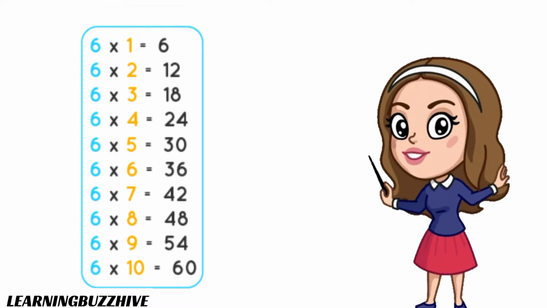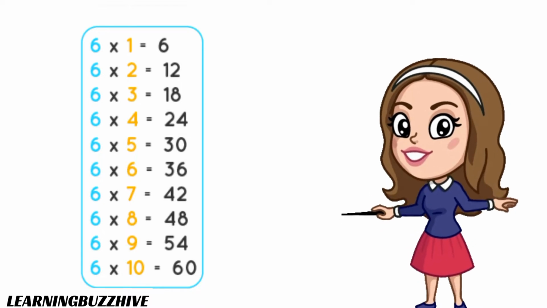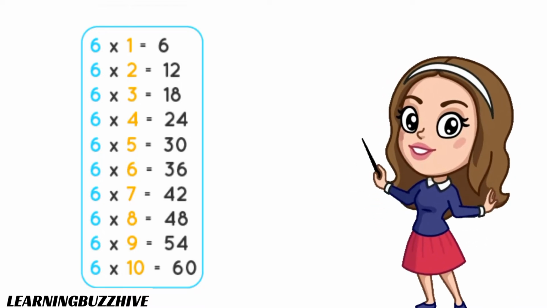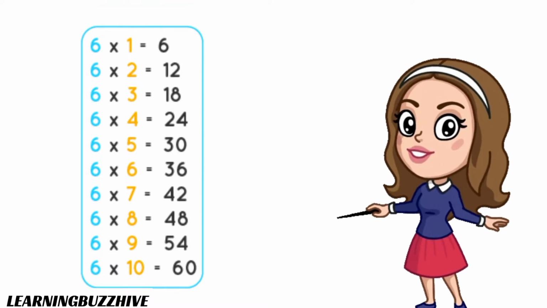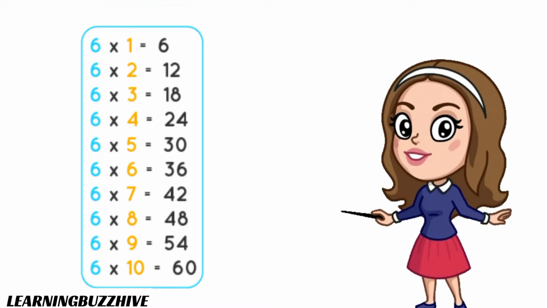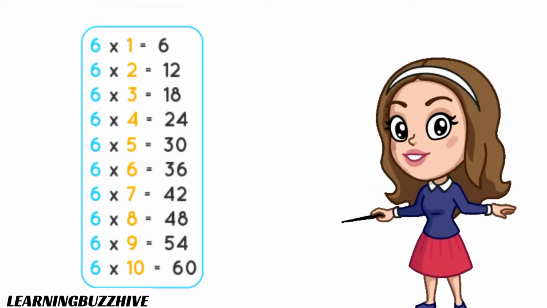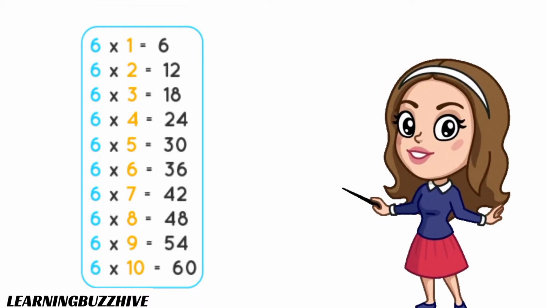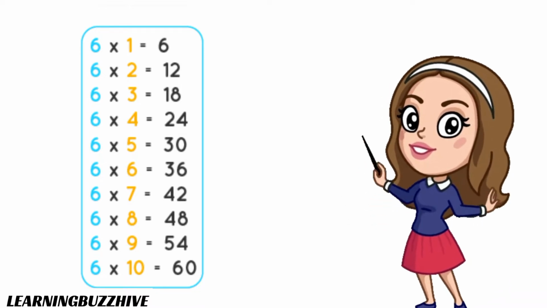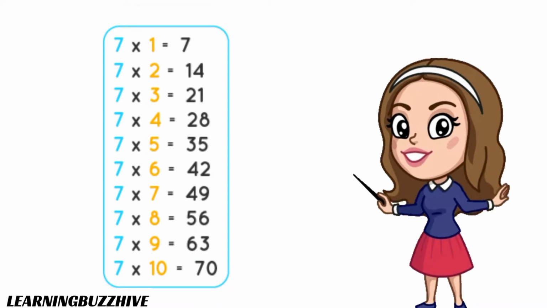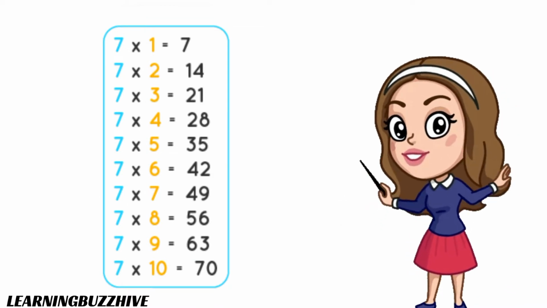Six sevens are 42. Six eights are 48. Six nines are 54. Six tens are 60. Now seventh table. Seven ones are 7.